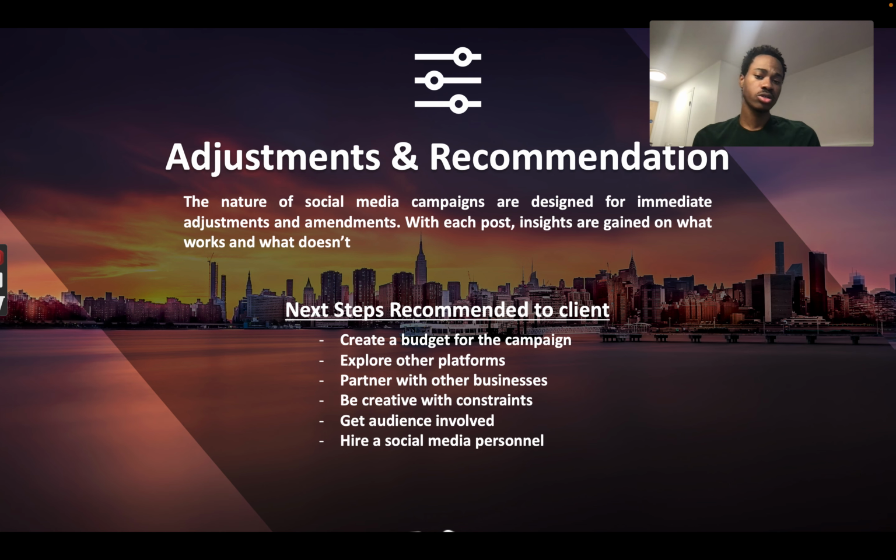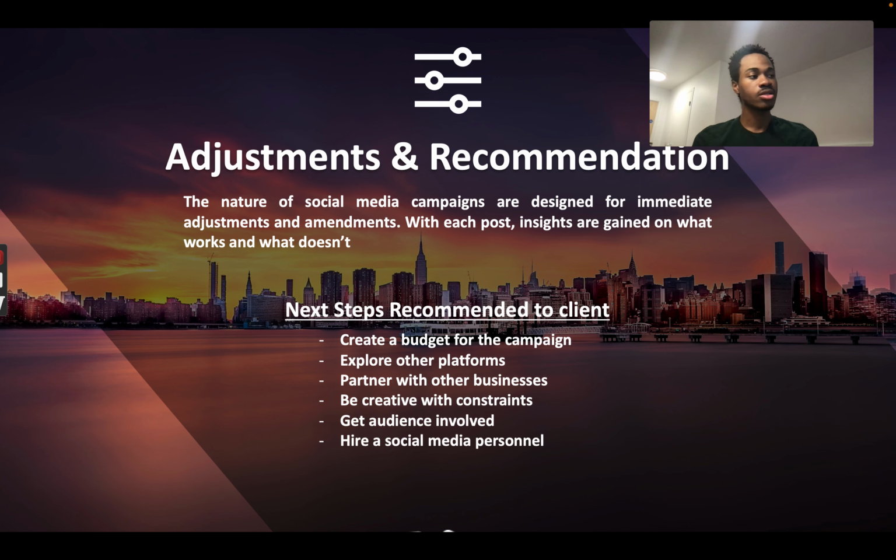Be creative with constraints, get the audience involved. What that basically means is make sure that each post is interactive. It gives the audience a chance to either ask a question, to want to ask a question, to be involved, to like, to post, to comment, to say something. Basically, that is what that means, and that's what is suggested that Email One does during the social media campaign.